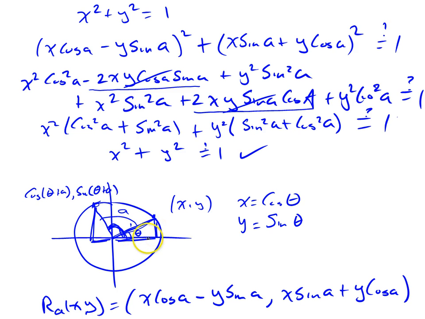The x coordinate is the cosine of theta. The y coordinate is the sine of theta. So that's what I'm saying here. x is the cosine of whatever this angle is, and y is the sine of whatever that angle is. Okay.